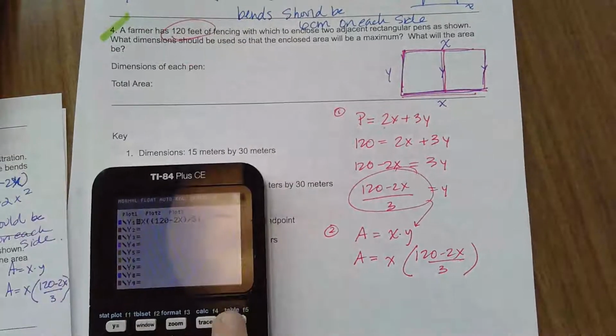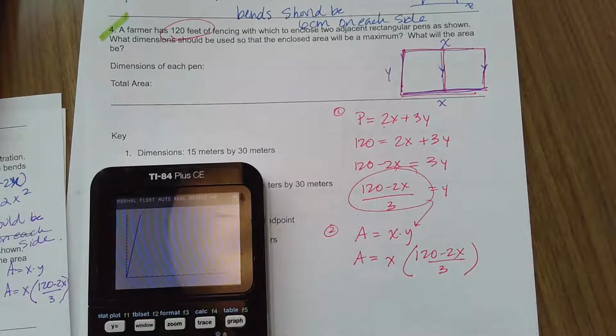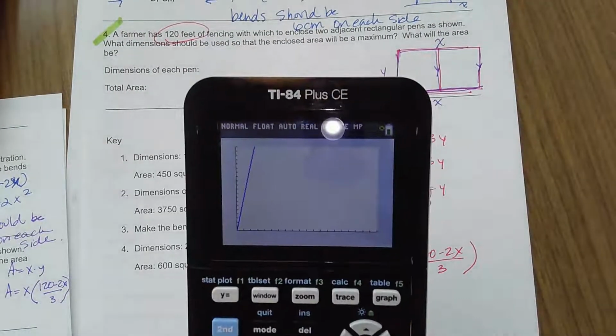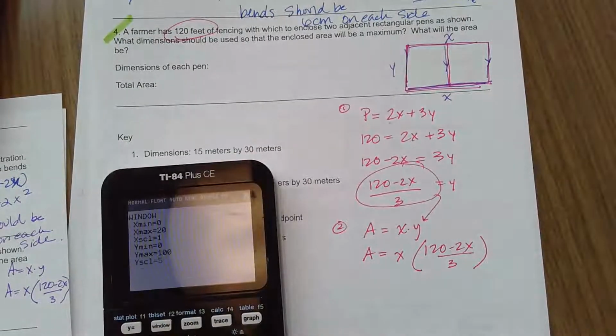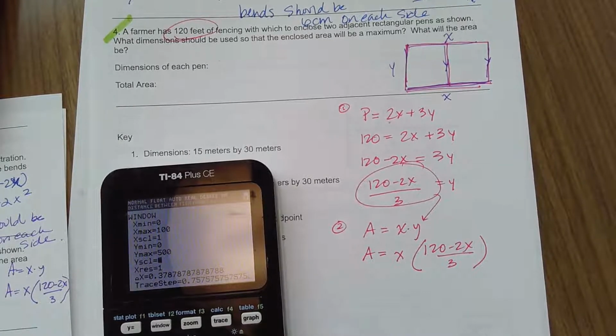All right, hit graph. Let's see if my window looks a little off as well. It needs to have higher on the x's and higher on the y's. So higher on the x's, we'll go to 100. Higher on the y's, we'll go to 500. Count by whatever you want. I'm going to count by tens.